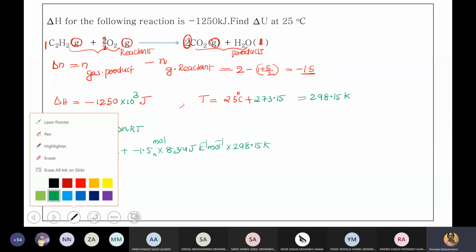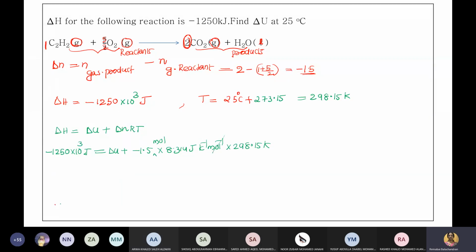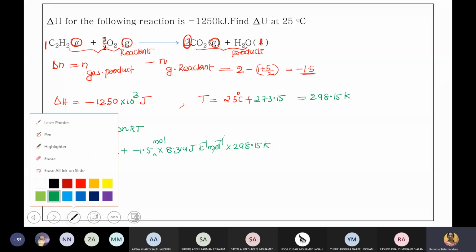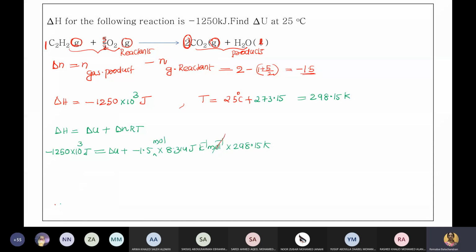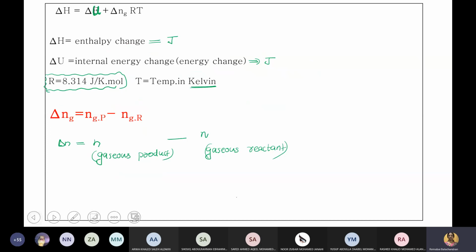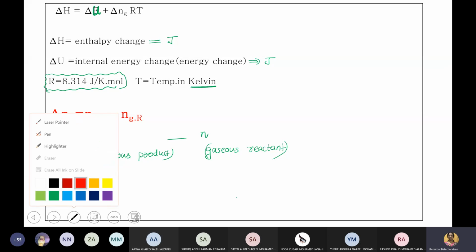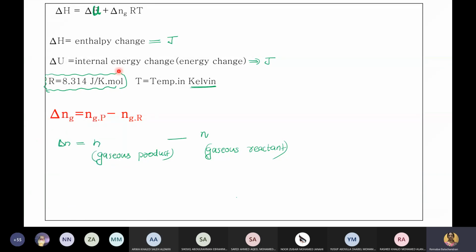Yeah, R is in joules, 8.314, right? Mole inverse and mole get cancelled, Kelvin inverse and Kelvin get cancelled. You get delta U, so and so joule. Previous slide, look, what's the value of R? Did you see? It is 8.314, because the other things are in joules.